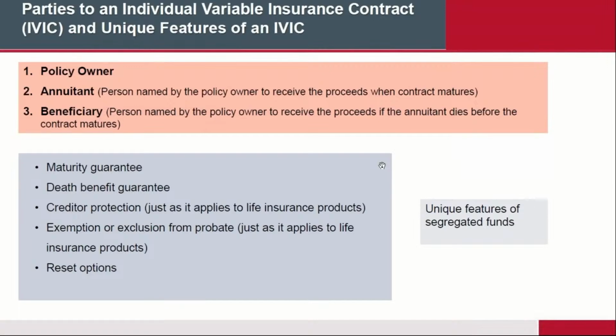Okay, let's go on. So who are the parties to the segregated fund, basically? Let's take a look at some of the very unique features of a segregated fund that are not necessarily available on mutual funds. So the first thing we're going to look at is who are the parties to the contract. The first one, of course, is the policy owner, the contract holder, who is the person who makes the deal with the insurance company. So that has all the controls.